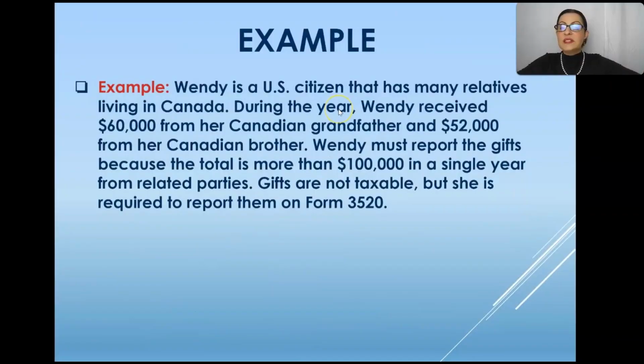Example, Wendy is a U.S. citizen that has many relatives living in Canada. During the year, Wendy received $60,000 from her Canadian grandfather and $52,000 from her Canadian brother. Wendy has to aggregate these gifts. They're related parties. They're closely related gifts. Wendy must report the gifts because the total is more than $100,000 in a single year from related parties. The gifts are not taxable, but she is required to report them on Form 3520. And this is true even if she had no income for the year. She's still got to file this form.